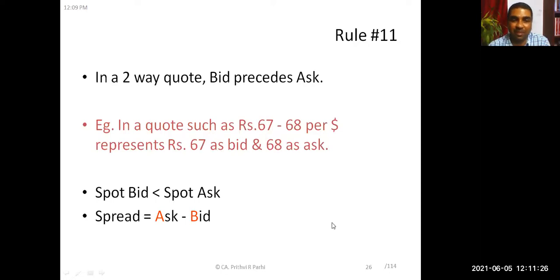Also, spot bid is always less than spot ask. So bid is always less than the ask. Similarly, future bid is always less than future ask. But you cannot compare a spot with future. Spot has to be compared with spot. And what is spread? Spread is A minus B, that is ask minus bid. Is it okay? Are you getting me? Yes, sir.